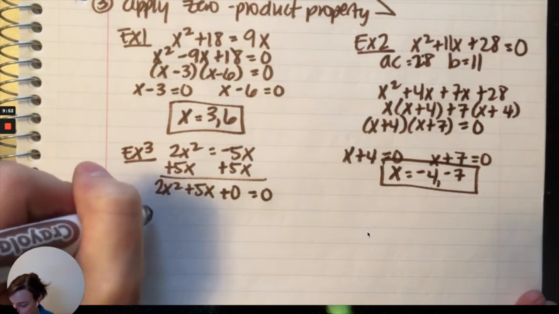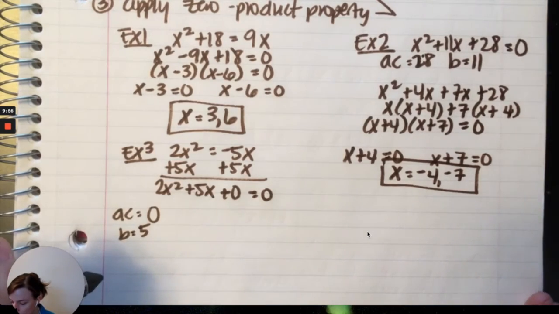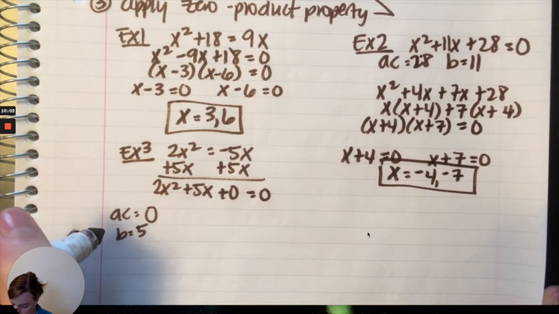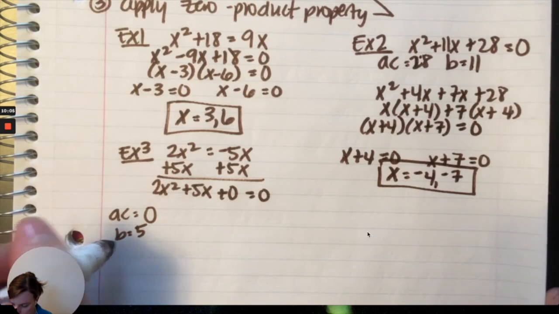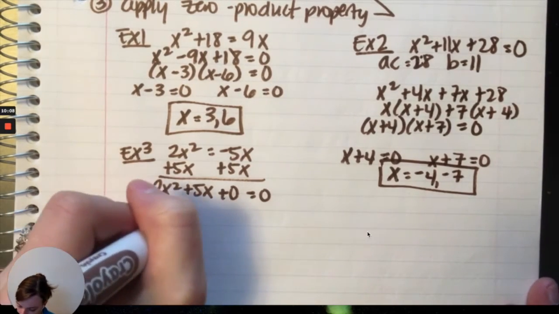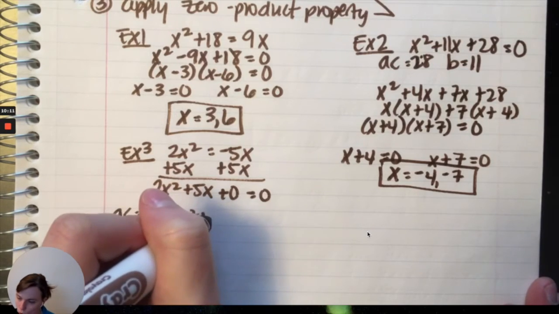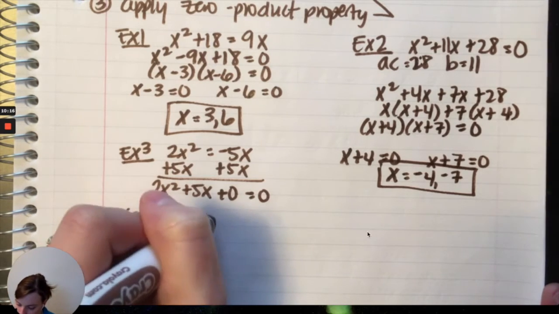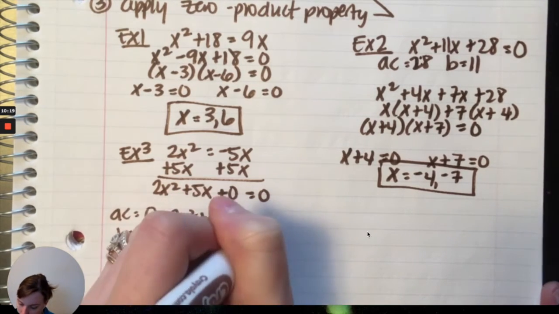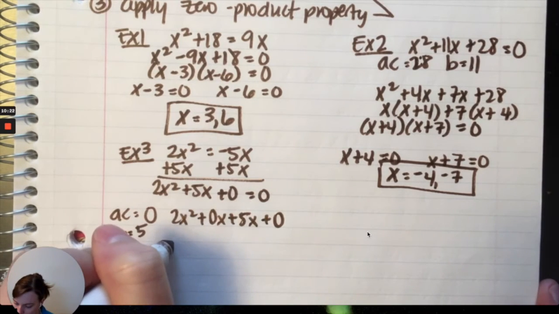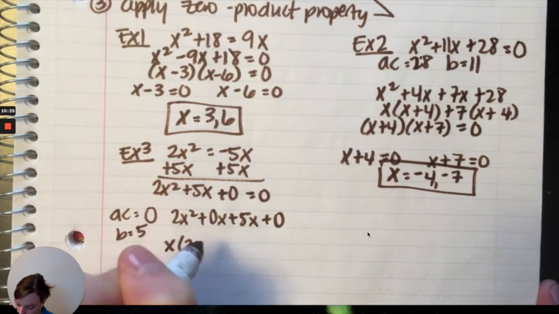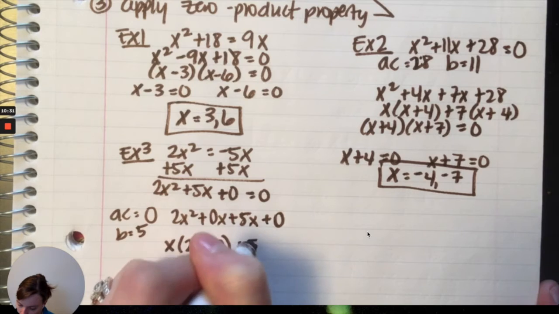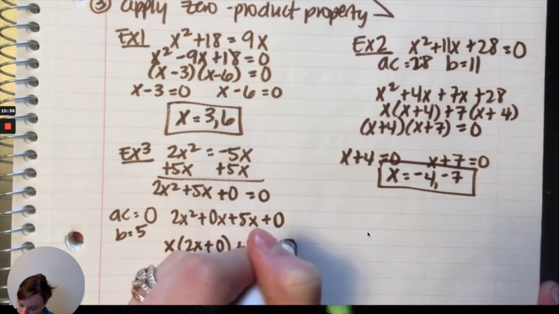If you did, it would end up AC is 0, B is 5. So two numbers that multiply to 0, but then add to 5 would be 0 and 5. Okay, so I'm going to have 2x squared plus, and this is where it gets tricky sometimes with that 0 in there. I have to put the 0x first, otherwise it'd be the same exact thing as before. So that means they have x in common, so you get 2x plus 0 plus 5x plus 0.